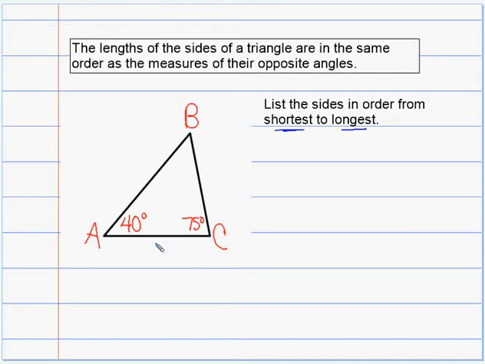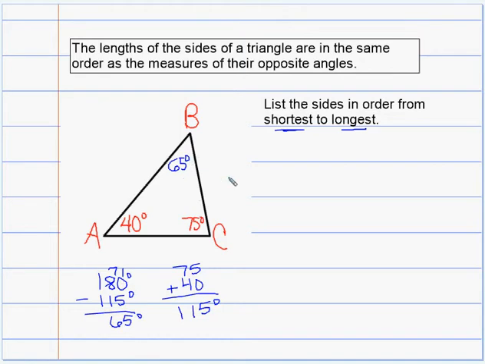So let's take a look. How would we do that? Well, we should know that the sum of all of the angle measures in a triangle is 180 degrees. So let's add 40 plus 75, and get 115 degrees. So angle A plus angle C is 115 degrees, which we can subtract from the 180 to get 65 degrees. So angle B is 65 degrees.